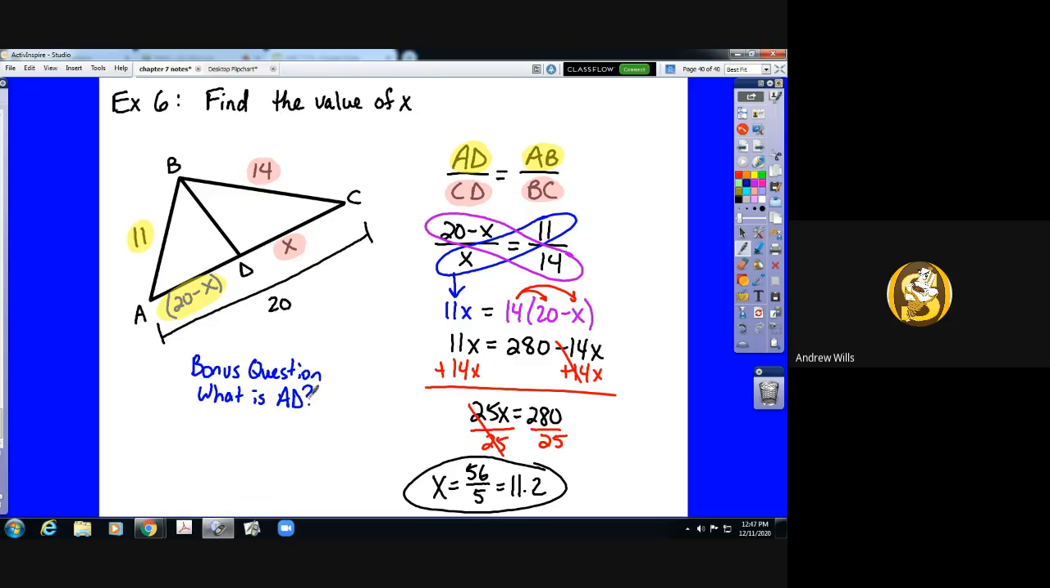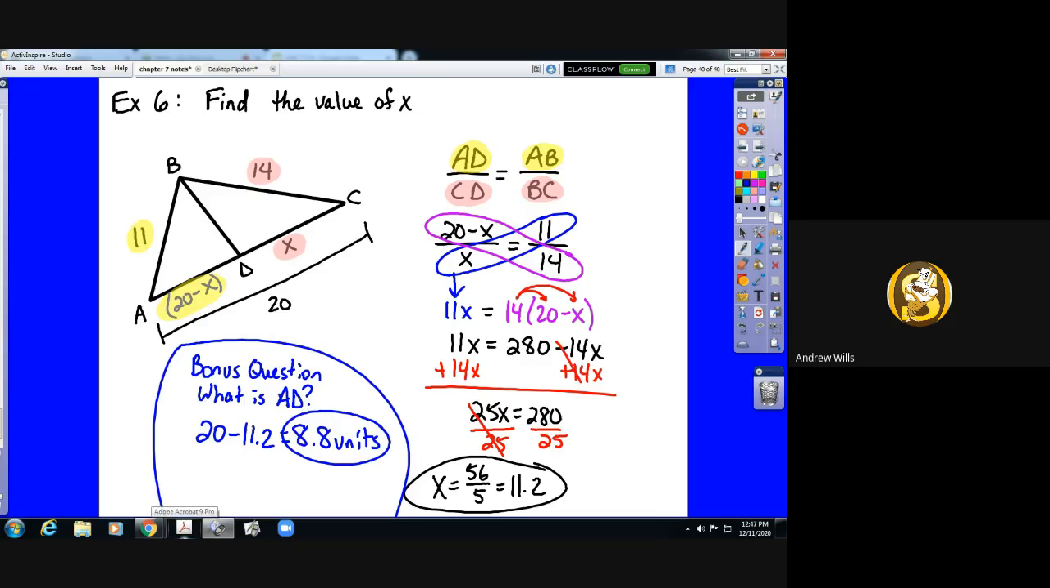Good. Okay. Most of us, so we're getting good there. Yep. Okay. We got a little carrying issue, but we fixed it. Good. Okay. All we got to do there is take the X from the problem, which is 11.2, plug it in here and do 20 minus that value, which would be 8.8, and then we'd need some units. Okay, so 8.8 units.